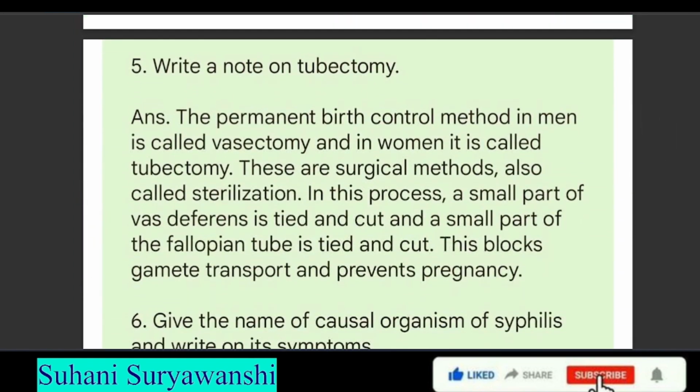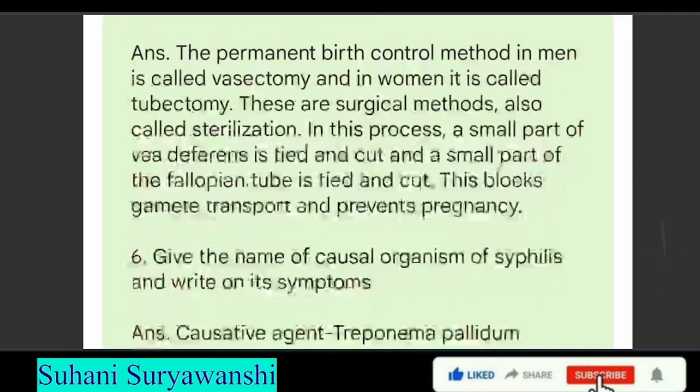Write a note on tubectomy. The permanent birth control method in men is called vasectomy, and in women it is called tubectomy. These are surgical methods also called sterilization. In this process, a small part of the vas deferens is tied and cut, and a small part of the fallopian tube is tied and cut. This blocks gamete transport and prevents pregnancy.